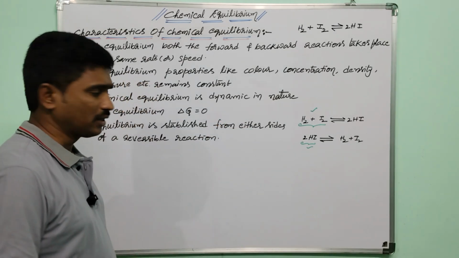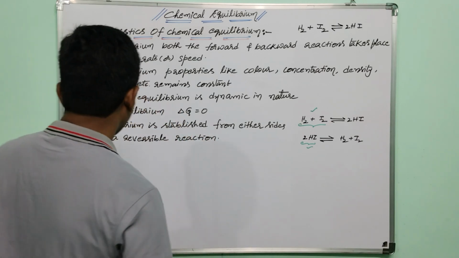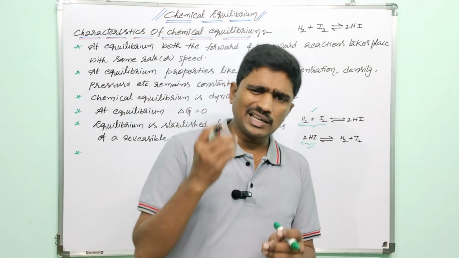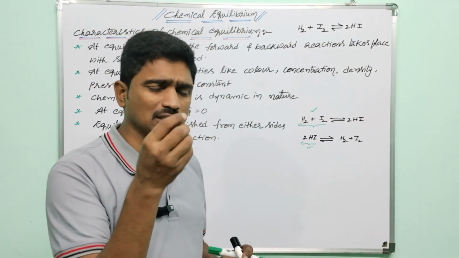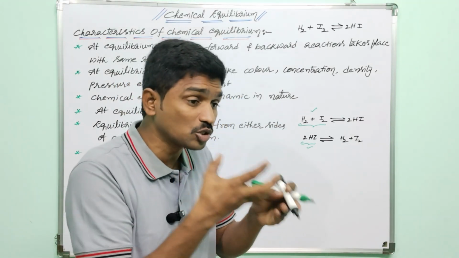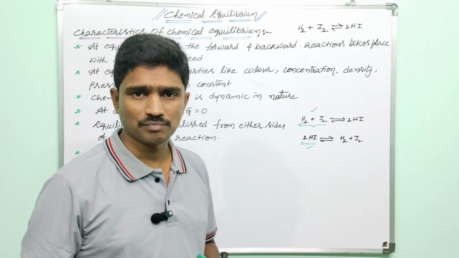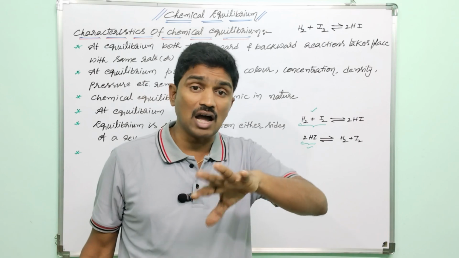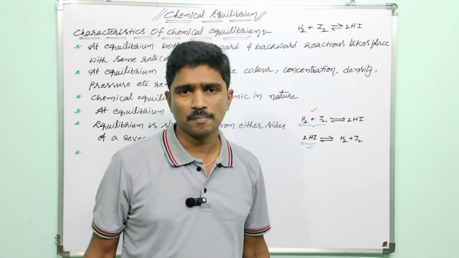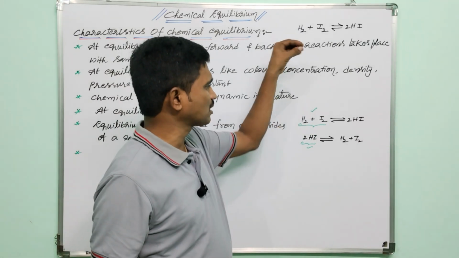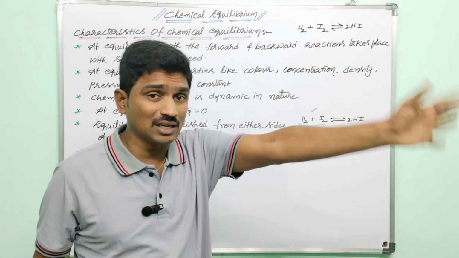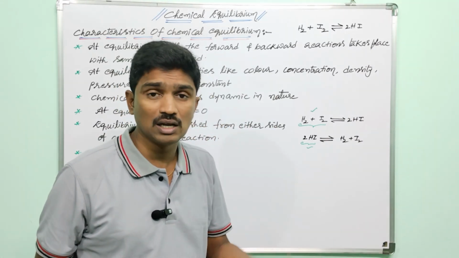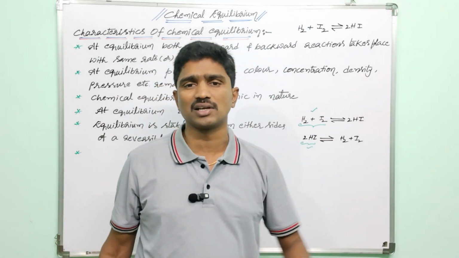Either side of a reversible reaction. And next thing, a chemical substance which is added to the reaction mixture to speed it up is called a catalyst. A catalyst doesn't influence or affect the equilibrium state. During a chemical reaction, if you add some amount of catalyst, it doesn't alter the equilibrium state. Moreover, it helps to attain the equilibrium quickly.